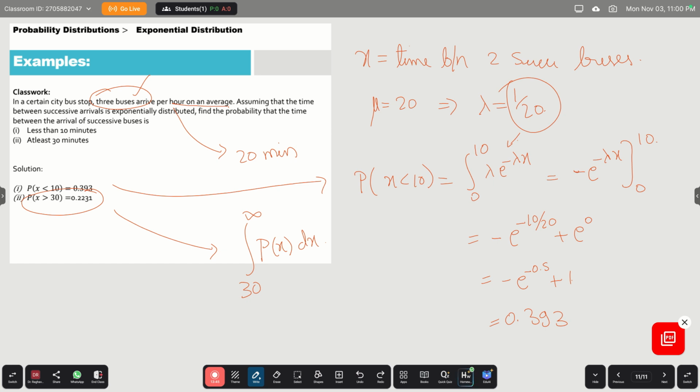So the exponential distribution is a very simple one, where the probability density function is lambda e power minus lambda x for non-negative x and 0 for negative x. Other things you know how to evaluate the probabilities. If you need the probability from a to b, you just have to integrate between a and b.